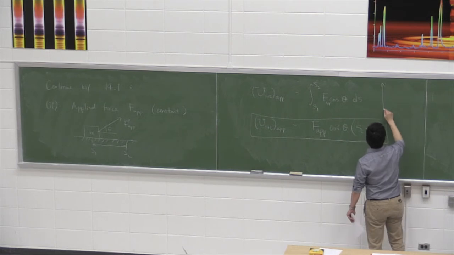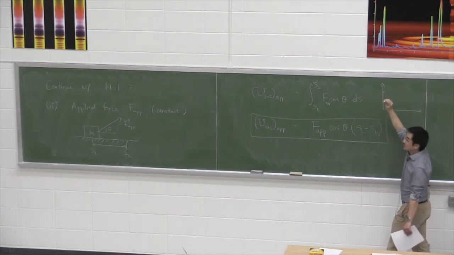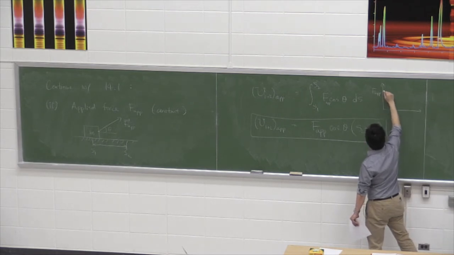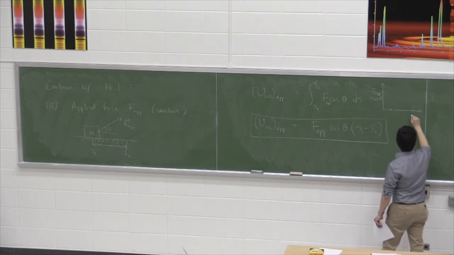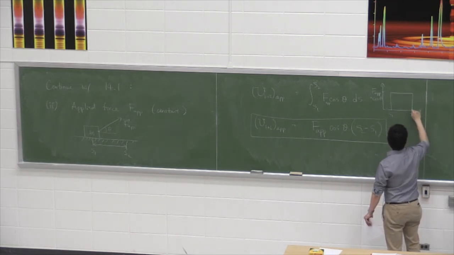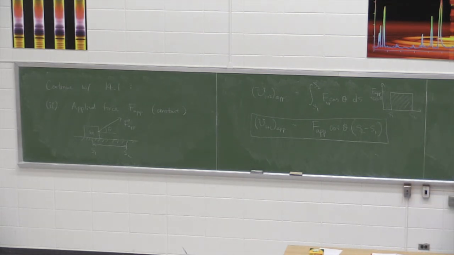And that's nothing more than, if you remember I did my area under the curve, this would be like I took my F app cosine theta, and this was just a rectangle, right? So that would be the area under the curve of F app times cosine theta, the component in the direction of displacement. Okay, so that's pretty easy. Let's do the next one. Next one is going to be spring. So we'll call that Fs equals negative k times s.